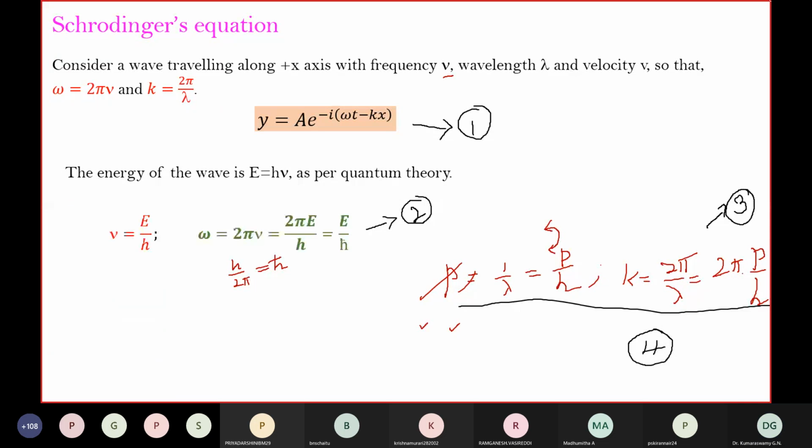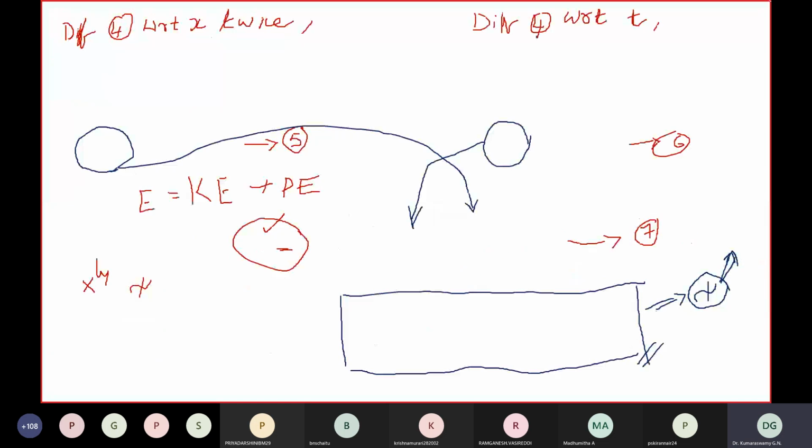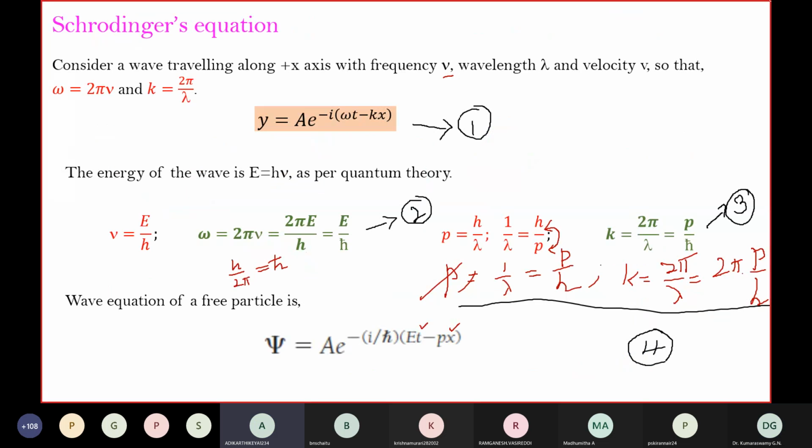So, sir, in what conditions do we get time independent? In many cases, just for the time being, you just take that in most situations we get time independent wave functions. Okay, sir.